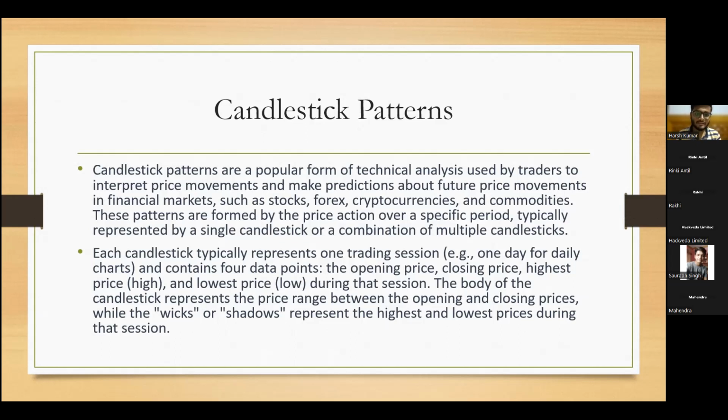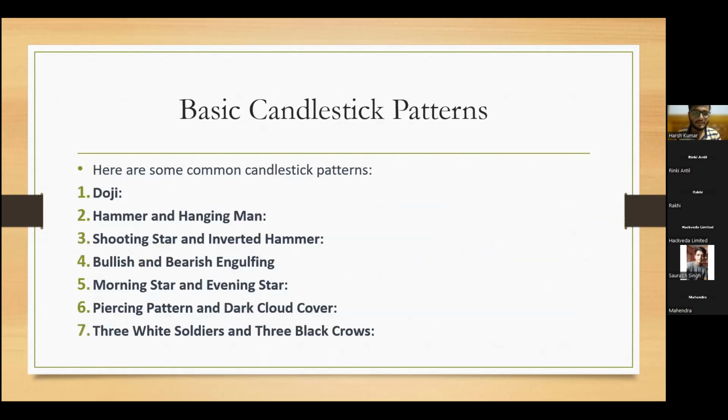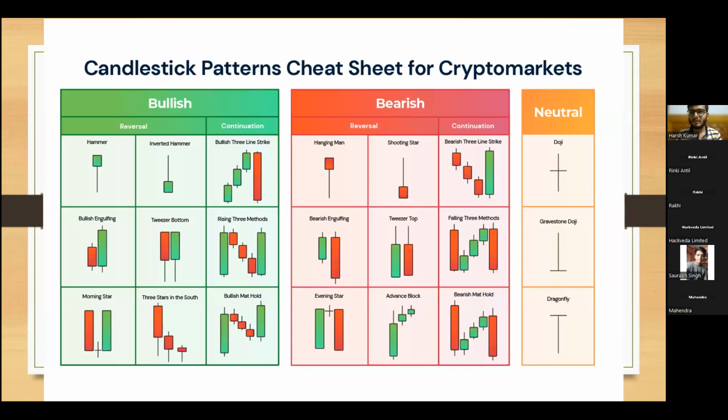The body of the candlestick represents the price range between the opening and the closing prices, while the wicks or the shadows represent the highest and the lowest price during that session. So what are these? Let's see. Before moving forward, let me name a few of the more significant candlestick patterns. The first one is doji, hammer and hanging man, shooting star, inverted hammer, bullish and bearish engulfing, morning star, evening star, piercing pattern, dark cloud cover, three white soldiers or three black crows. Here I have displayed the picture of the patterns.